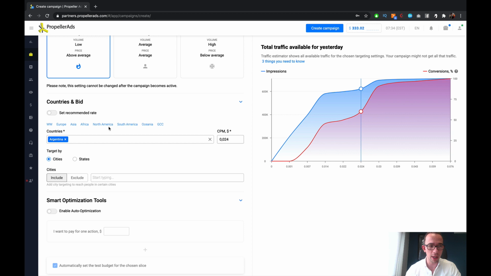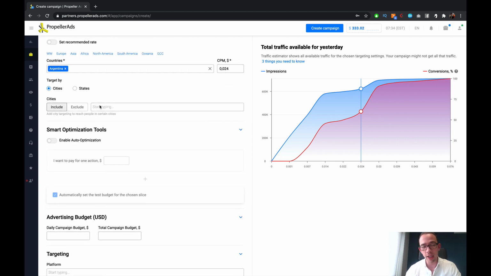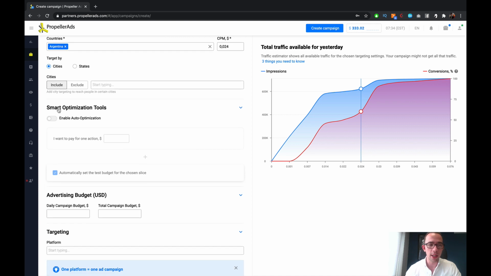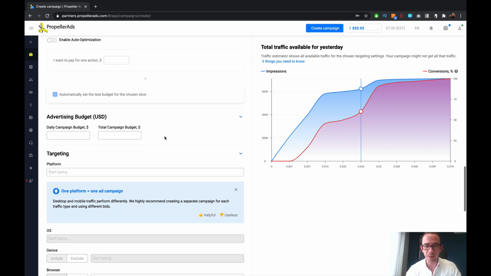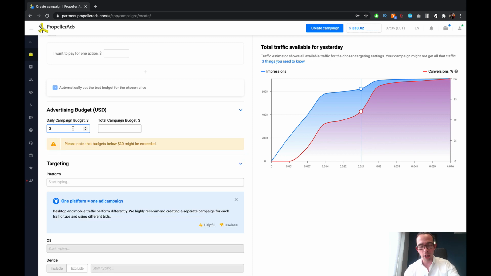So countries in bid: Argentina. Cities, you can include or exclude cities or states. I don't use that ever. Smart optimization: I like to do my own optimization, especially on push, according to my own 3-day rule theory, so I don't use this.